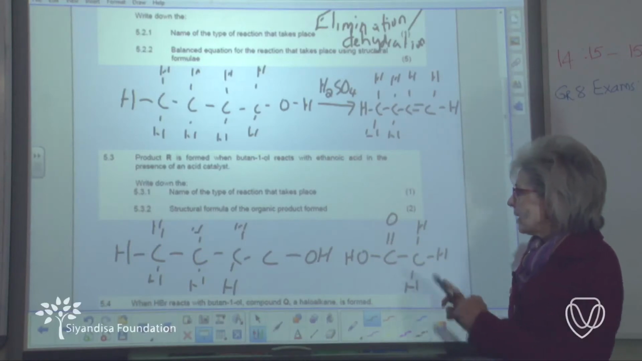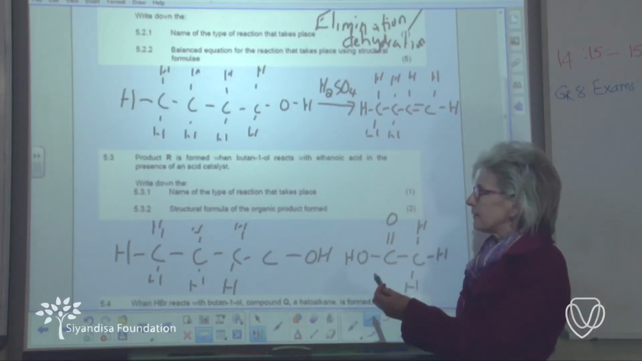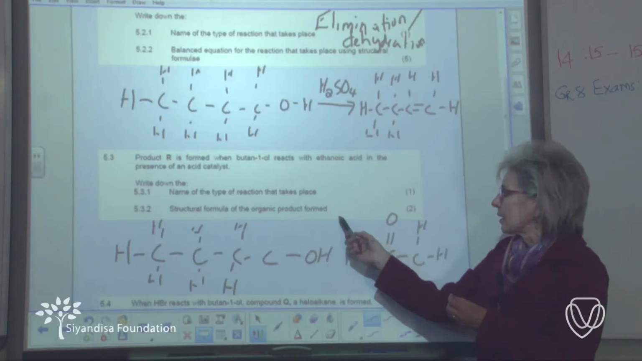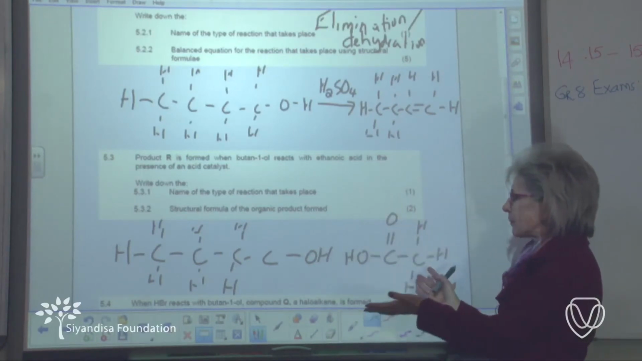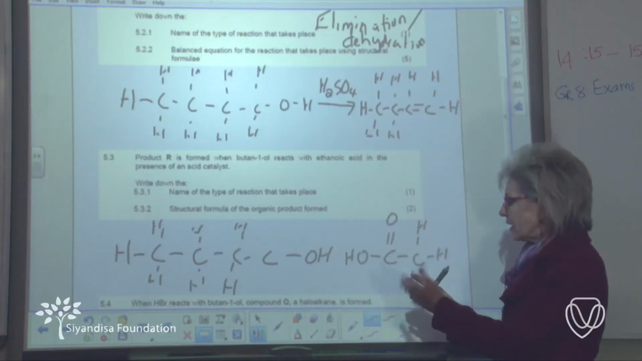And then when I combine the two, they did not ask for the full equation. You need to read very well, because they asked for the structural formula of the organic product. I am not supposed to write these 2 separate ones. But I find it easier to do it like that, and now I do the bonding.